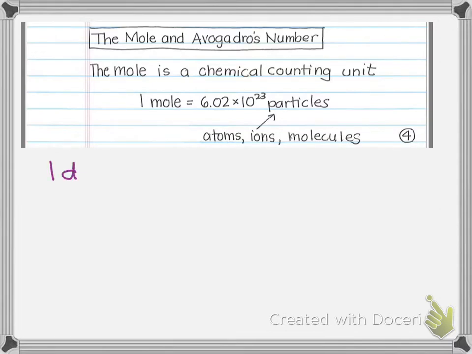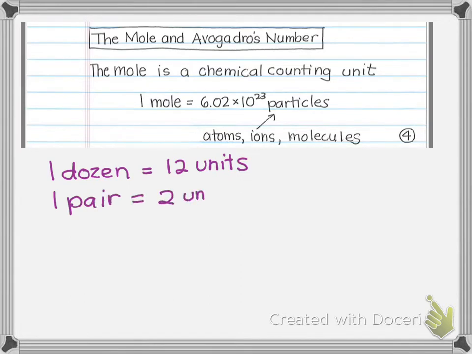A counting unit could be something like 1 dozen. And if I say 1 dozen, you would tell me that it has 12 units. And if I had a dozen donuts, you would know that I had 12. Or maybe I sell shoes, and I sell them in pairs. And so if I said I had a pair of something, you would know that I had 2 units. Those are counting units. And depending on your profession or your hobby, there may be words you use to associate with a number. Well, for chemists, the mole is a counting unit.